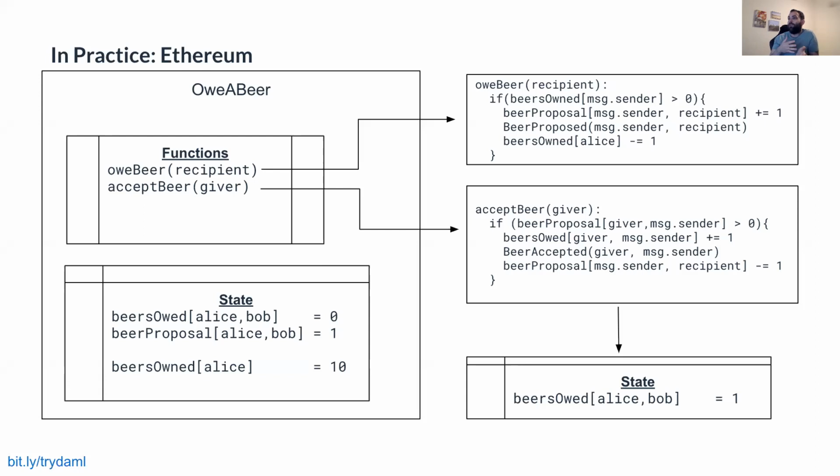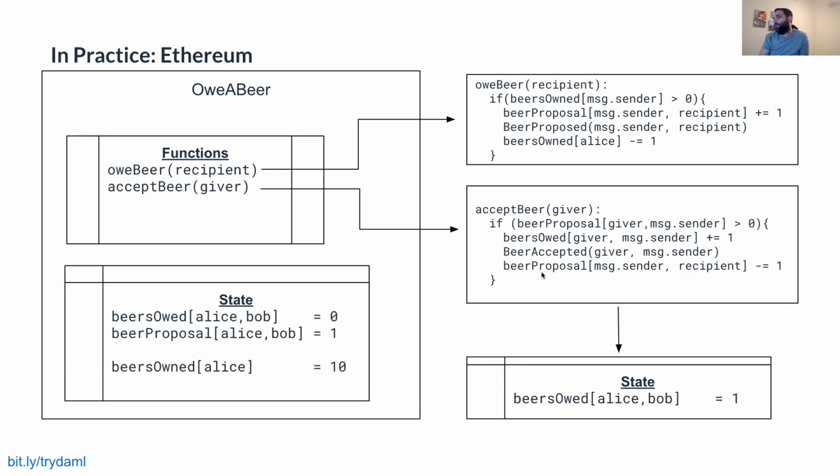And so Alice goes ahead, executes owe beer on the recipient, Bob, and over here we'll say, basically, here's the proposal, and I want to owe Bob one beer. And then Bob can eventually accept the beer and say, okay, I will accept the beer offer from you, and say, basically, okay, well, beer is owed. We're going to increment it by 1. And then we're going to let everybody know that the beer has been accepted through running an event.